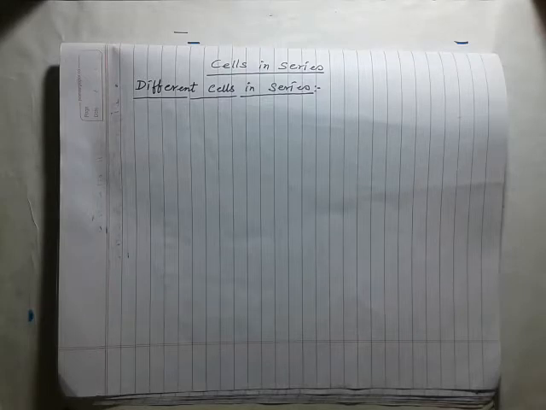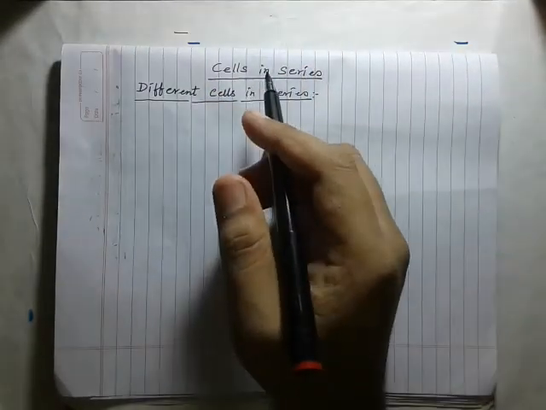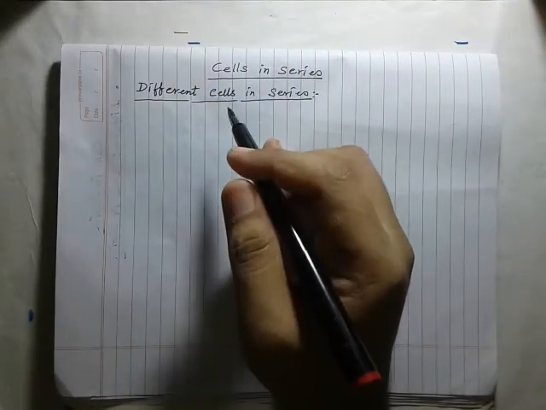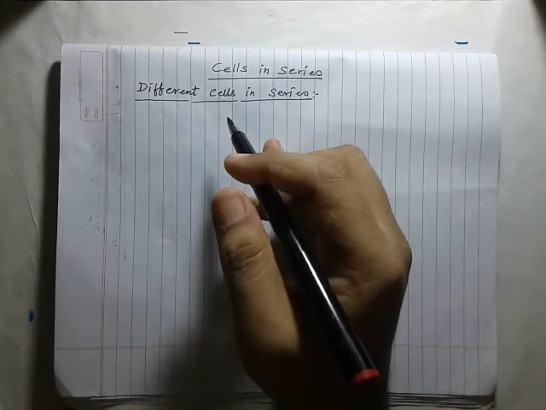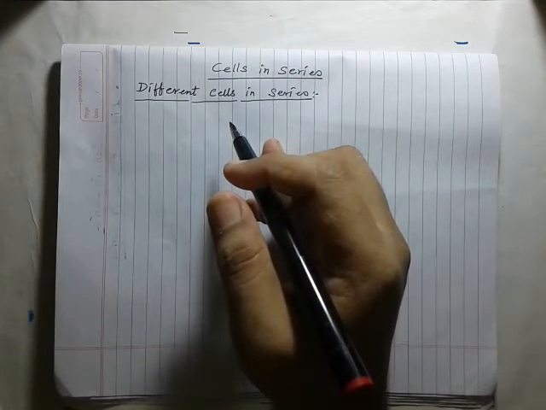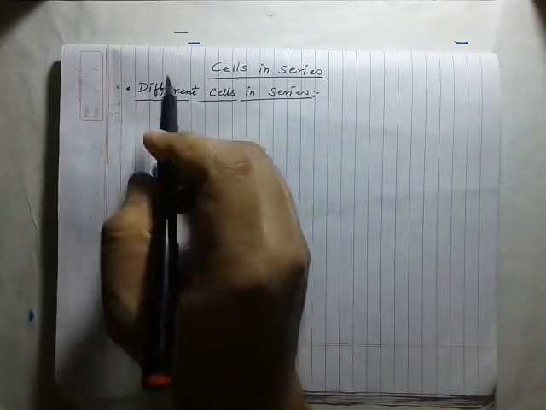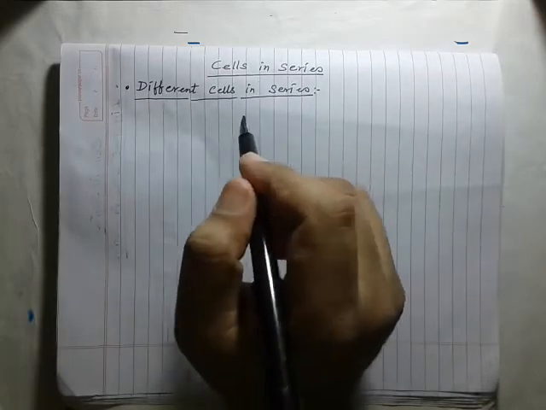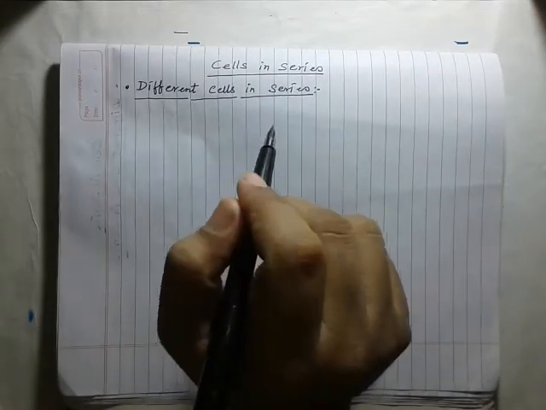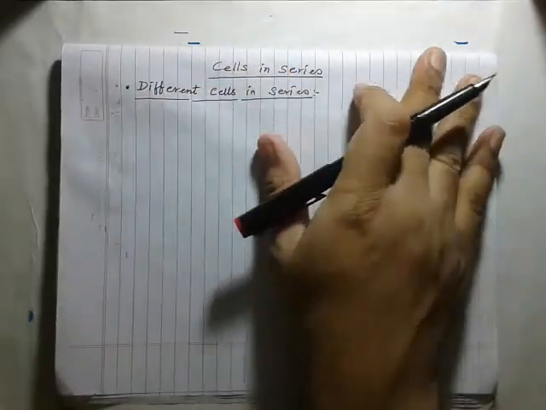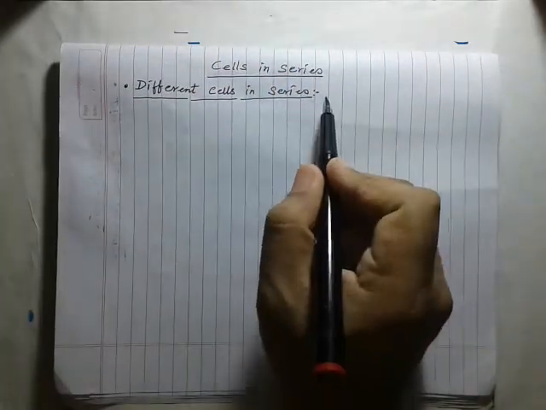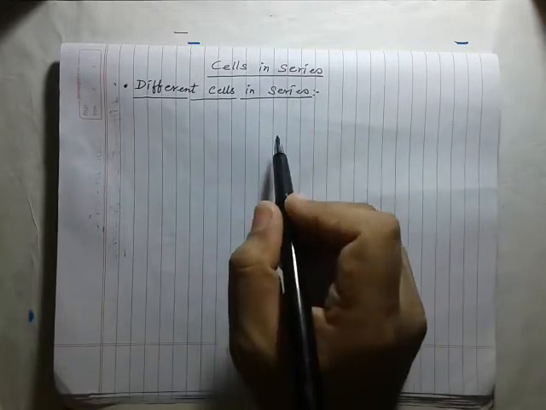So in this video we are going to learn about the cells in series. We already started in the last class about the cells in series, and we learned the combination of cells, and in that case the cells were all identical cells and they are all connected in series. Now in this video we learn the different types of cells which are connected in series. So in this case we will consider two cells only, different cells connected in series. Now we'll draw the diagram.